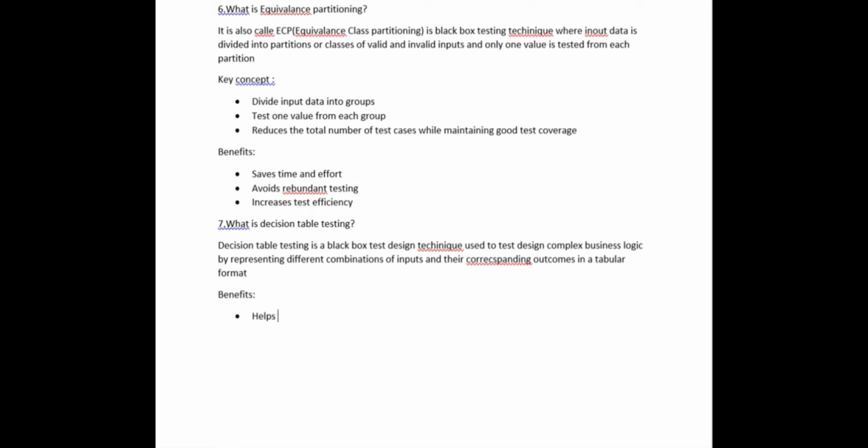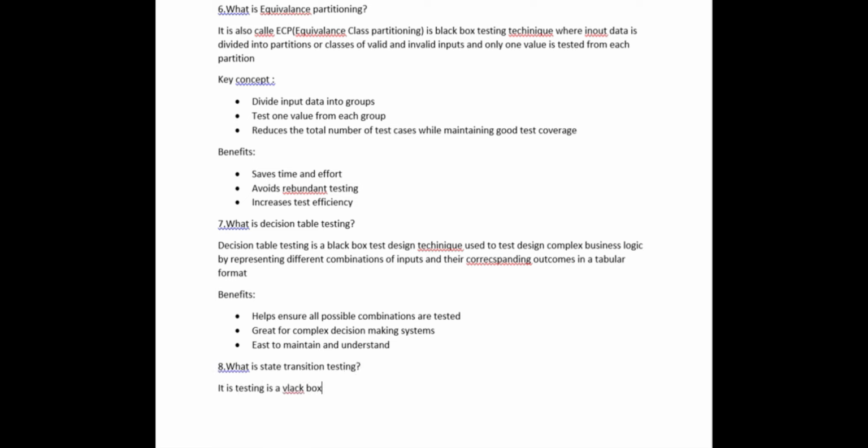Coming to the next question, what is decision table testing? Decision table testing is a black box design technique used to design complex business logic by representing different combinations of inputs and corresponding outcomes in tabular format. Benefits: helps ensure all possible combinations are tested. Great for complex decision making systems, easy to maintain and understand.